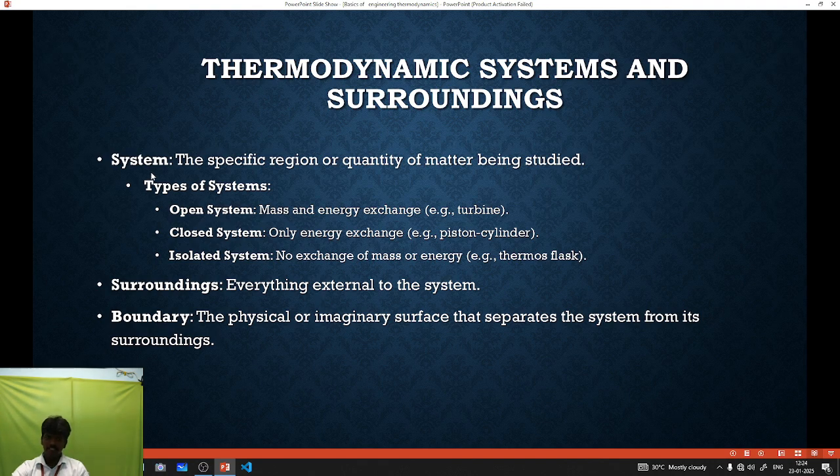Systems are further classified as open system, closed system and isolated system. Open system means mass and energy exchange from system to surroundings or surroundings to system. For example, a turbine is an example of an open system. Closed system means only energy will exchange, not mass transfer. Piston cylinder engines and compressors are examples of closed systems. Then isolated system: no exchange of mass or energy. Example, thermoflask. A thermoflask is a wonderful example of an isolated system.